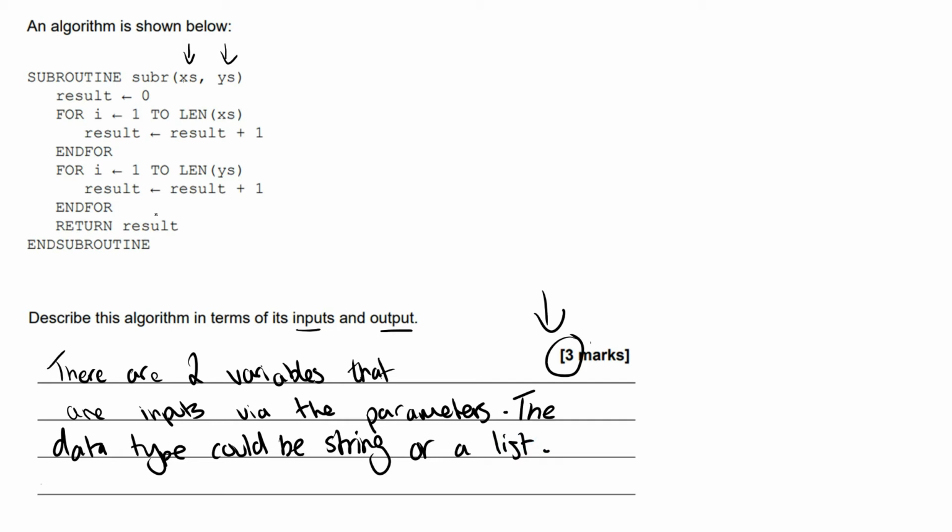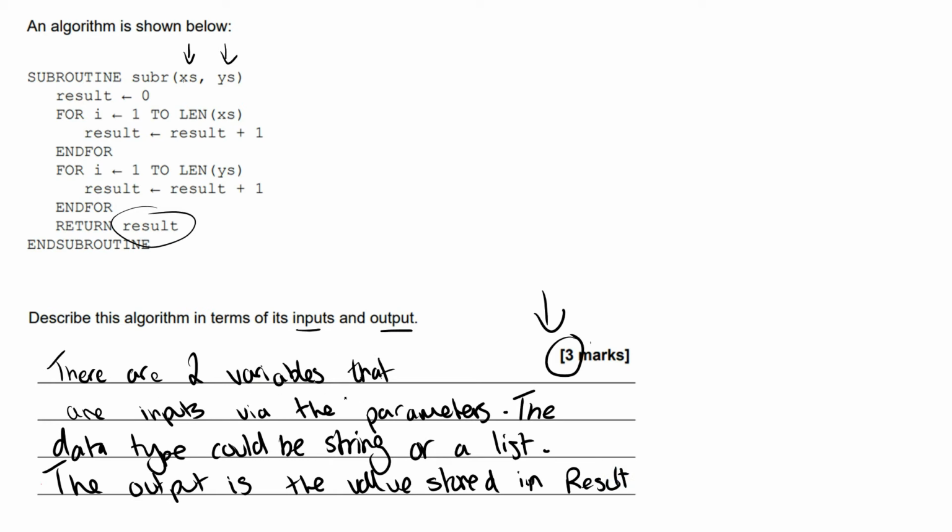And then the output should be quite obvious. It's that return bit there. So the output is the value stored in result. And there's our 3 points. So there are 2 variables that are inputs via the parameters. The data type could be string or a list, and then the output is the value stored in result.